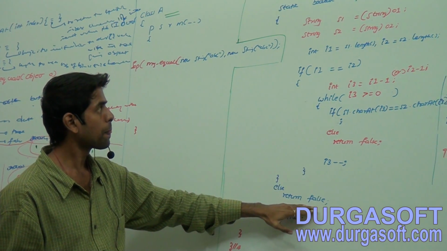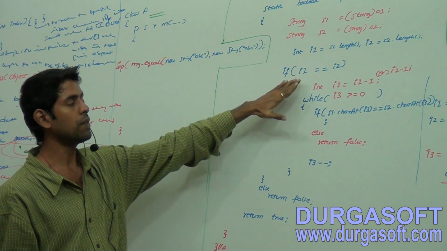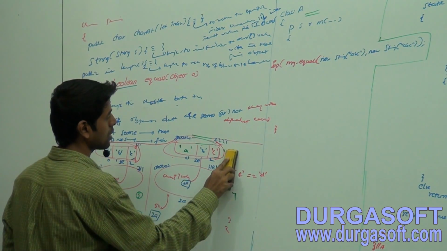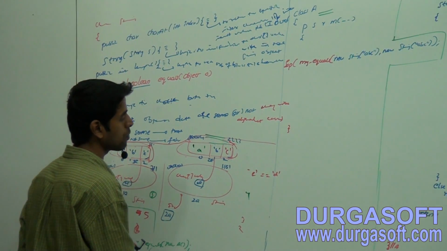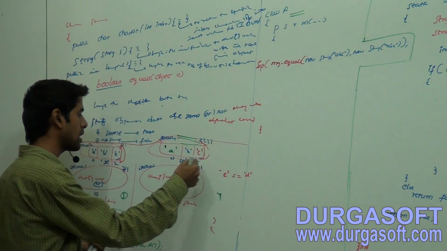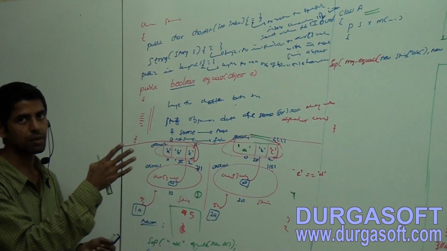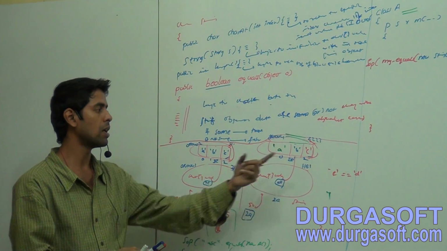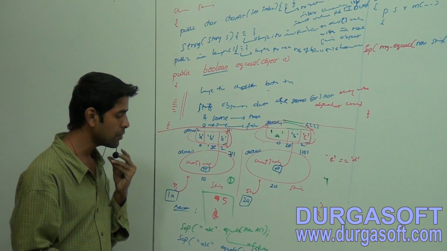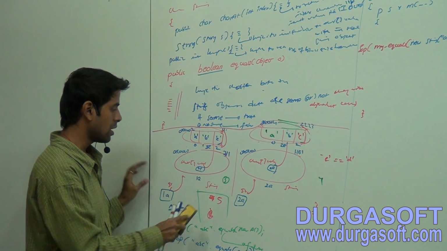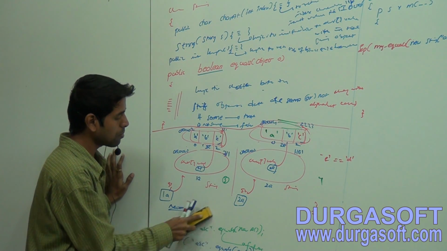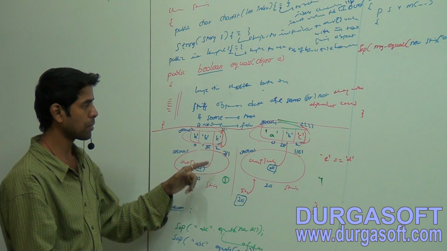And the other one is what? If their lengths are equal, what are we doing? I'm traversing from the last index, guys. As part of this scenario, I'm traversing from the last index. So if the length is 3, how to get the last index? Just put -1.